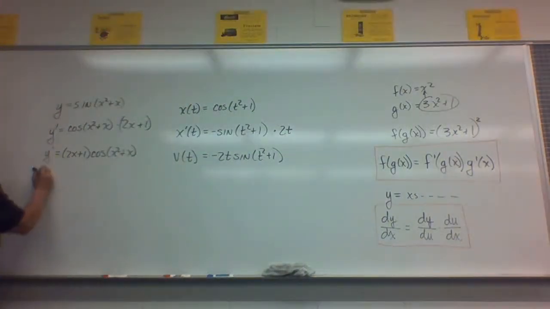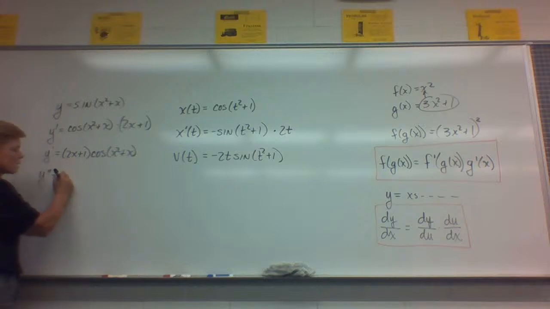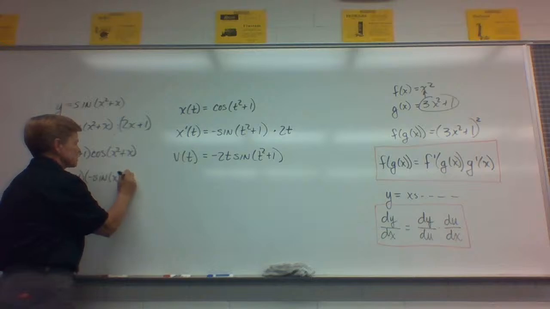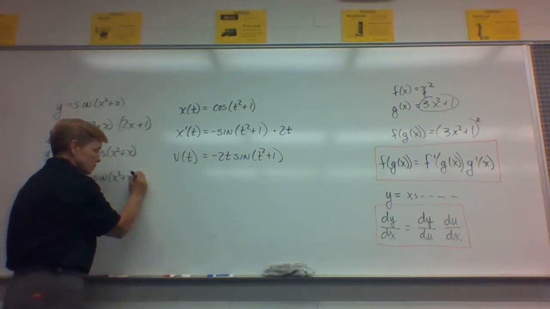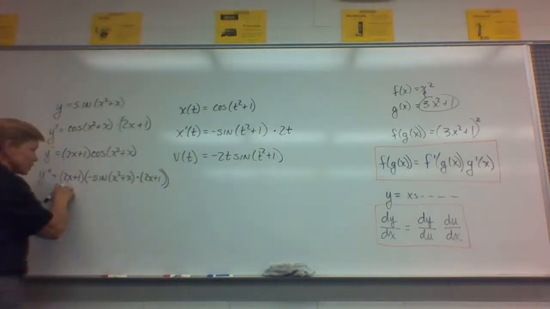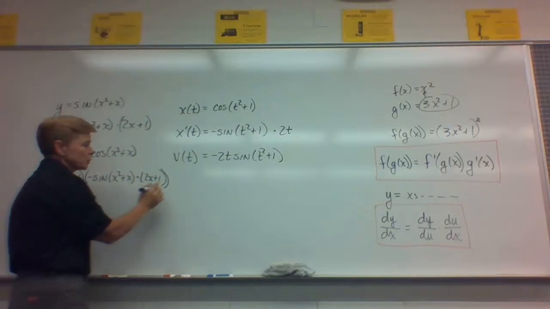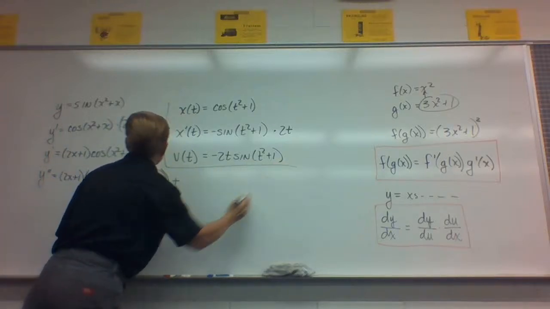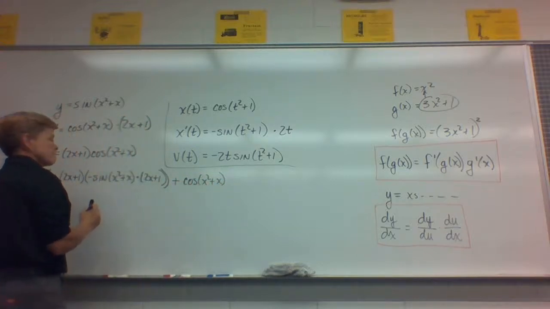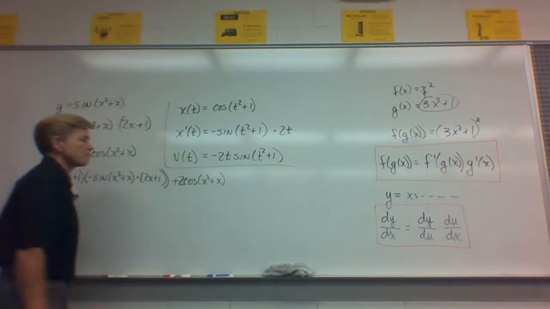This is y prime. We may have bit off more than we can chew, but if we want the second derivative, we would have to apply the product rule, which would be what? 2x plus 1, good, times the derivative of that one: negative sine of x squared plus x, times 2x plus 1. Plus the first times the derivative of the second, using the chain rule on the second: plus cosine of x squared plus x, times 2.